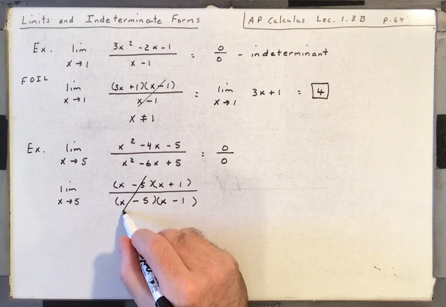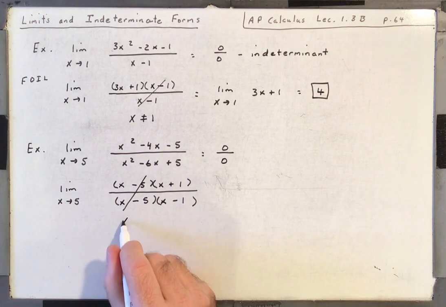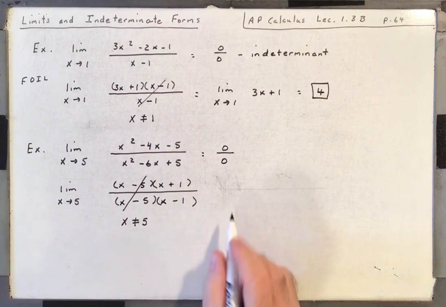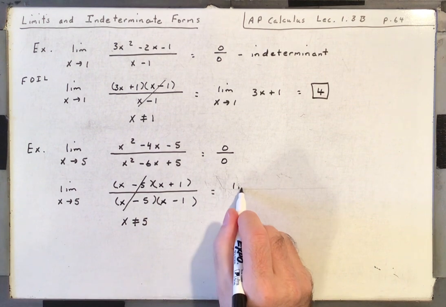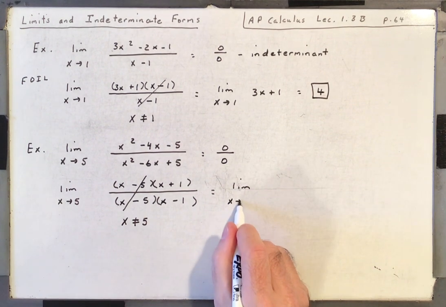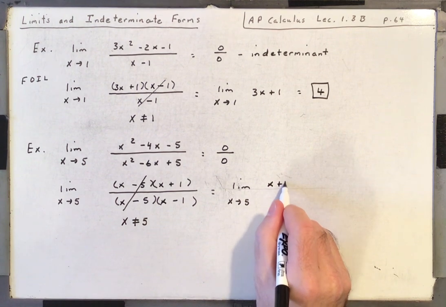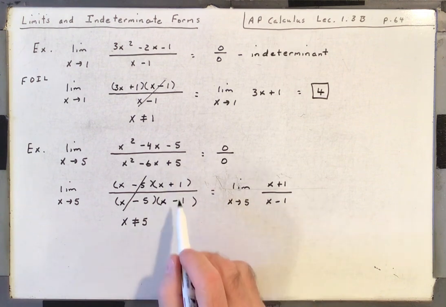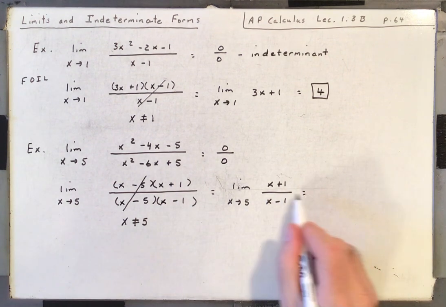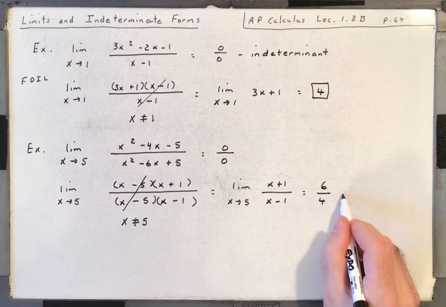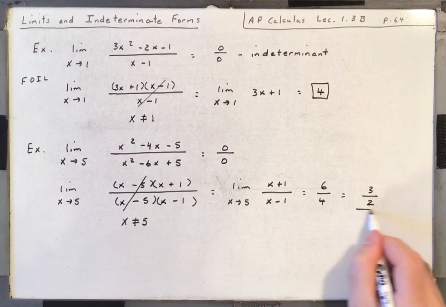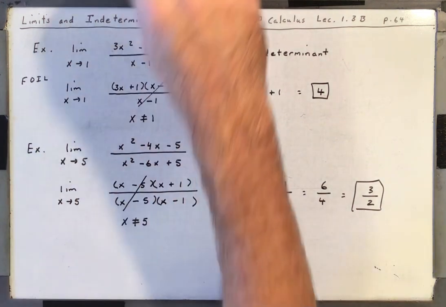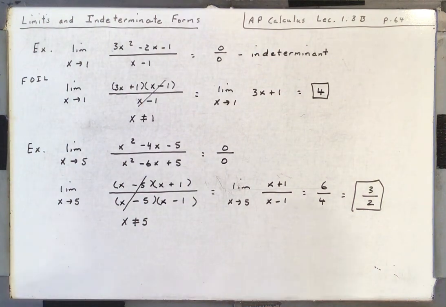Now we can cross out the x minus 5 over x minus 5 as long as x does not equal 5. You must put this. I will count off if you don't. So this is the limit as x approaches 5 of x plus 1 over x minus 1. Now we've eliminated the 0 over 0. I can just plug in a 5. That's going to be 6 over 4, and that would reduce to 3 halves. All right, pretty cool. Giving you some factoring practice there. Hadn't done that in a while.